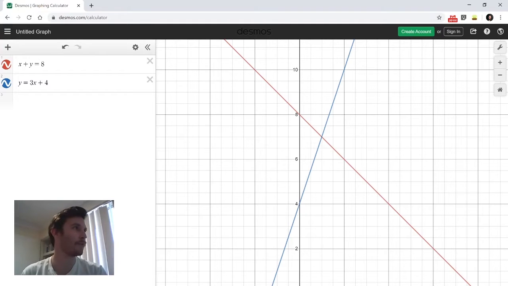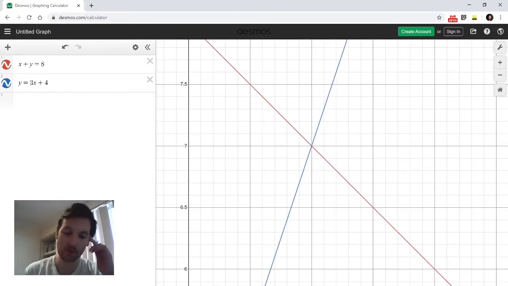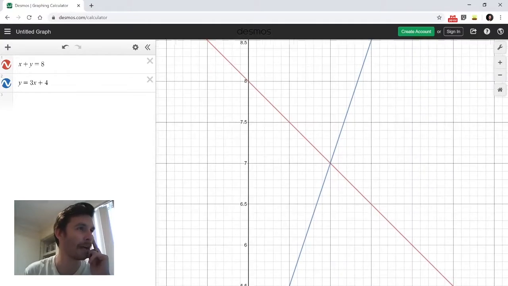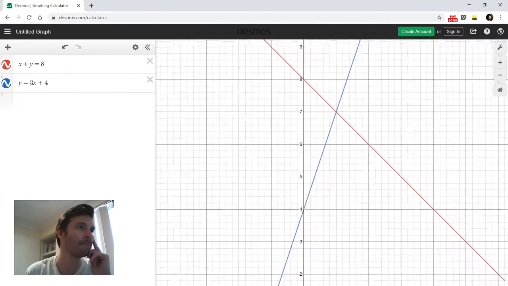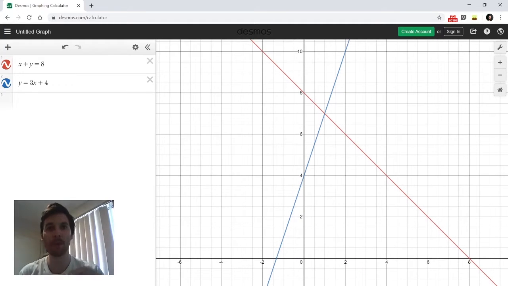In Desmos here I've graphed the equations x plus y is equal to 8 and y is equal to 3x plus 4. Now, notice that those two lines cross over each other here, so the coordinate there is x is equal to 1 and y is equal to 7. So when we solve simultaneous equations, we're looking for that point where the graphs of the two lines cross over one another. So x is equal to something, y is equal to something else.